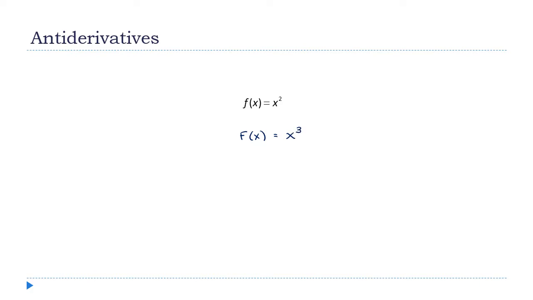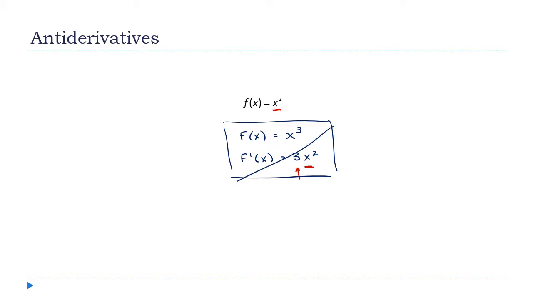Does that work? Is that an antiderivative of f of x equals x squared? Well, I don't know. Let's check. Let's differentiate it. F prime of x is 3x squared. So that didn't quite work. We're close. This part matches, but this 3 here is a problem. I don't have a coefficient of 3 in my original function. So that didn't work. I'm going to hold on to that because it was close.